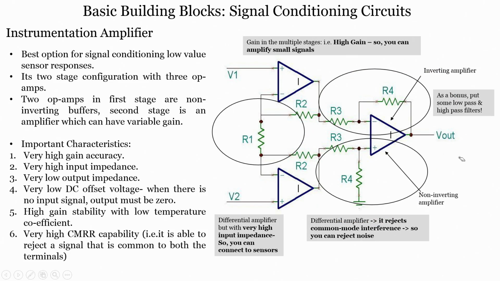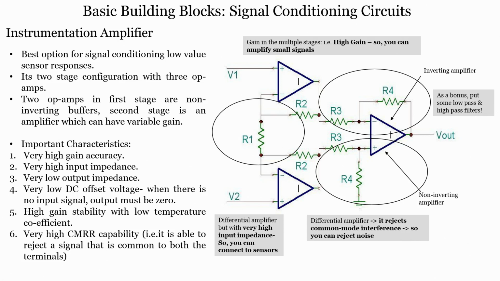Now, with gain in multiple stages, that is high gain, you can amplify small signals, and that is the advantage. Second, as a bonus, you can put in some low pass and high pass filters if you want to. The differential amplifier, which is this amplifier here, rejects common mode interference, so you can reject the noise. Further, the differential amplifier has a very high input impedance, so you can connect it to the sensors. If you know a little bit about operational amplifiers and the loading effect, then you will understand and appreciate why we are using a very high input impedance amplifier with sensors in the circuits.